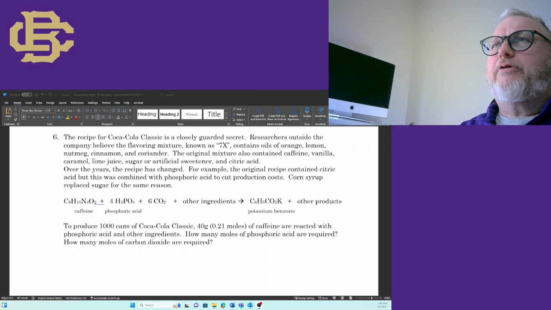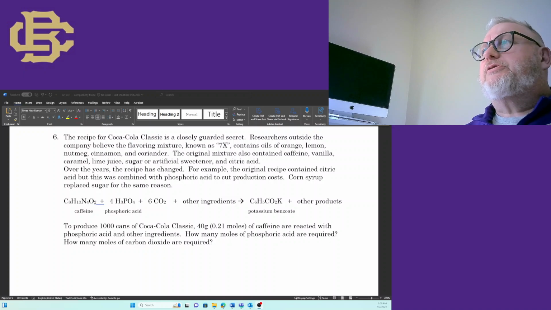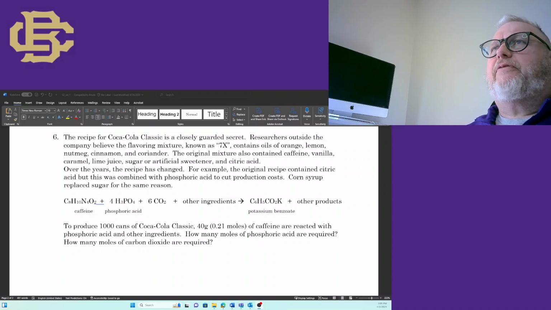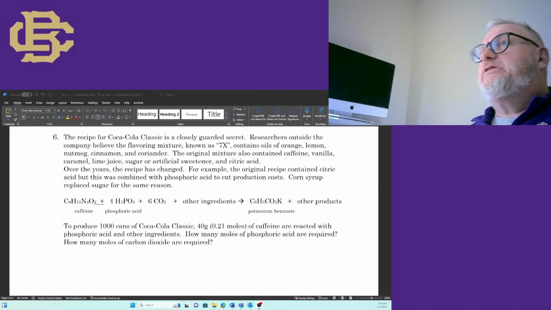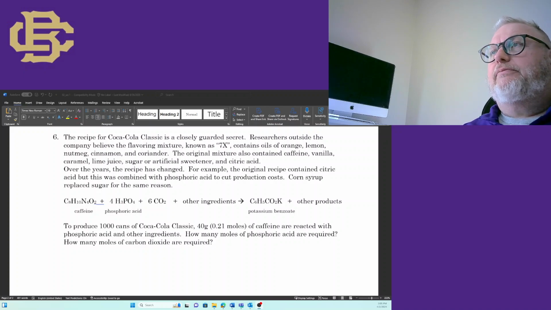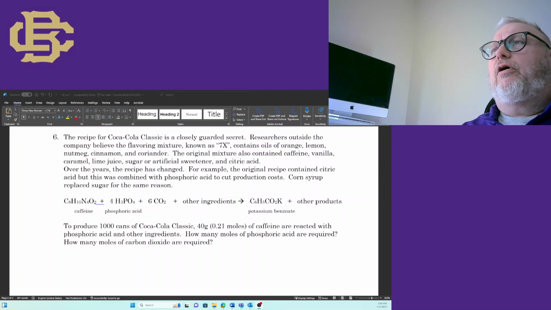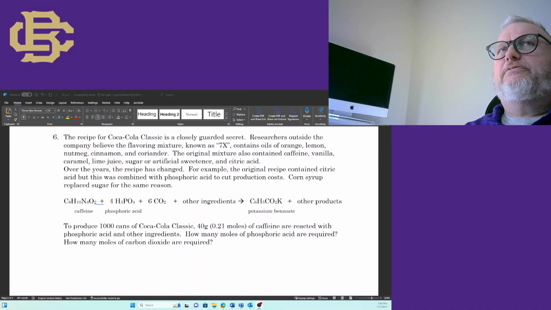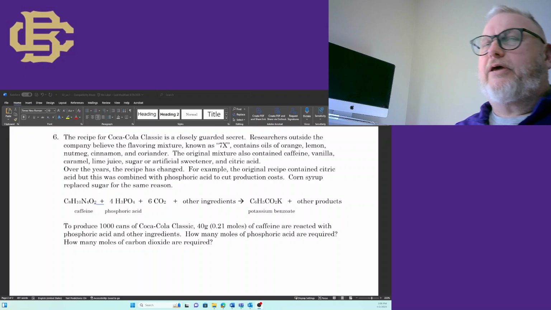If you read it, the recipe for Coca-Cola Classic is a closely guarded secret. Researchers outside the company believe that the flavoring mixture known as 7X, I didn't know that, contains oils of orange, lemon, nutmeg, cinnamon, and coriander. The original mixture also contained caffeine, vanilla, caramel, lime juice, sugar or artificial sweetener, and citric acid. Also heard it used to contain cocaine. That's where Coca-Cola came from.